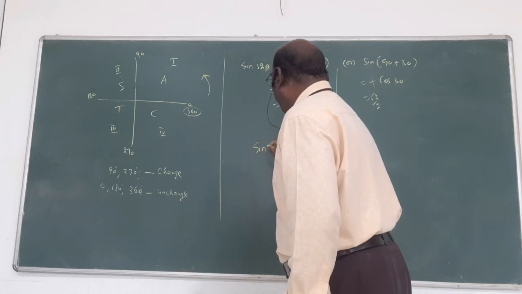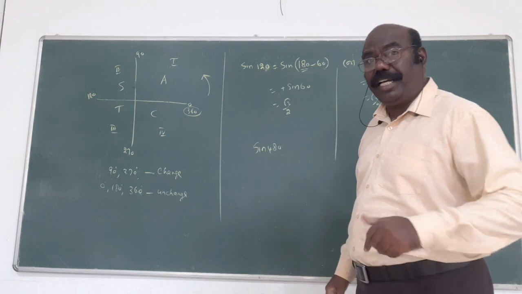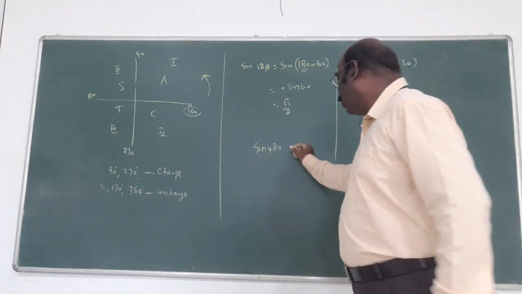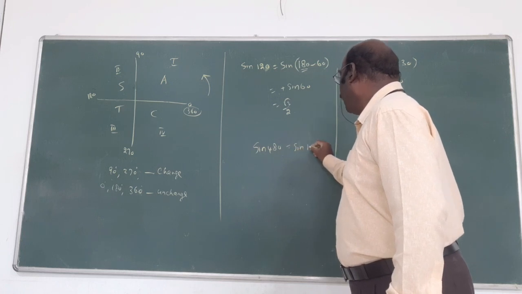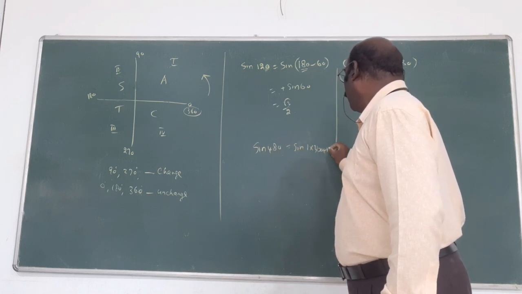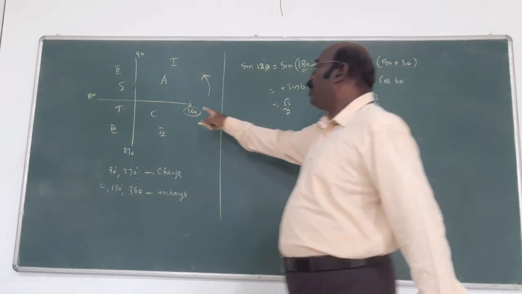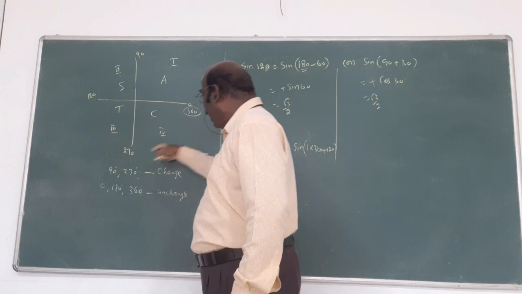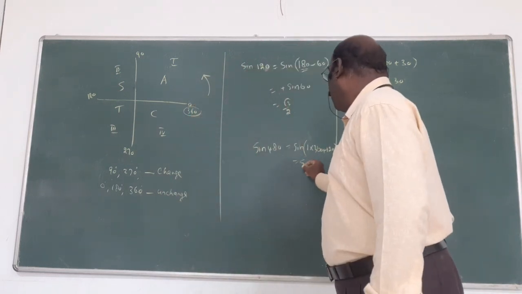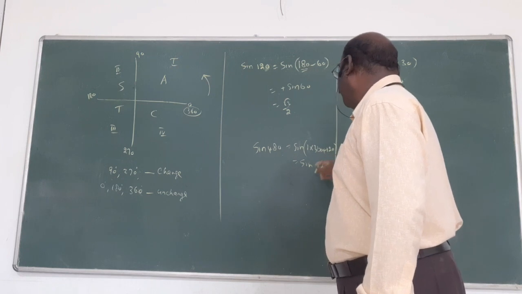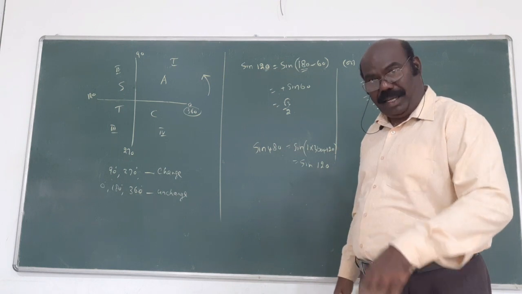Suppose sine 480 is asked. 480 means more than 360. That can be 1 times 360 plus 120. 1 times 360 means one rotation, from here to here, one full rotation. 360 becomes 0, so only 120 will come. For angles more than 360, this idea applies.